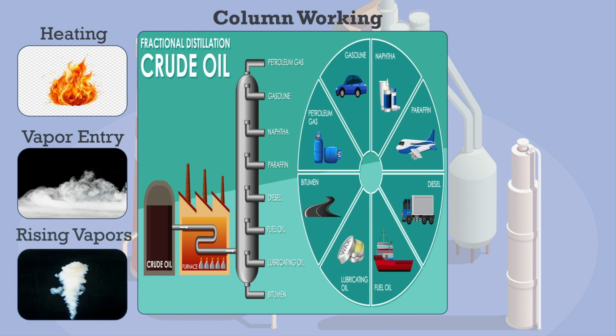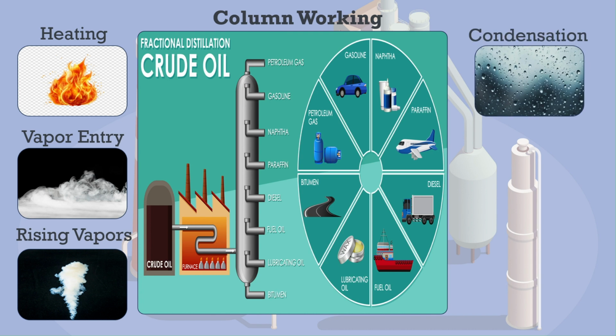Rising vapor. As the vapor rises through trays or packing materials inside the column, it cools gradually due to a temperature gradient, hot at the bottom, cooler at the top. Condensation. Different hydrocarbons condense back into liquids at different heights where the temperature matches their boiling points. Heavier fractions with higher boiling points condense near the bottom, while lighter fractions condense near the top.